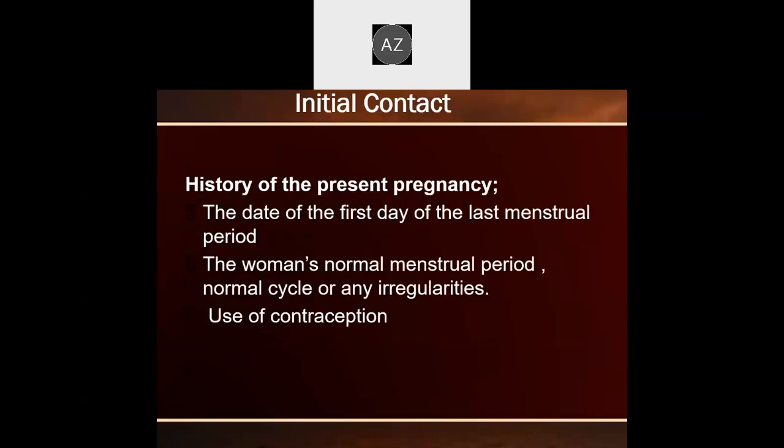History of present pregnancy: the date of the first day of the last menstrual period. The woman's normal menstrual period, the length, the normal cycle, irregularities, and use of contraceptions.